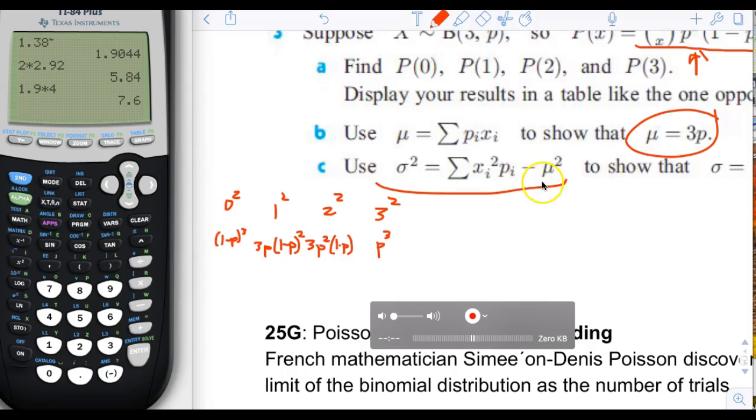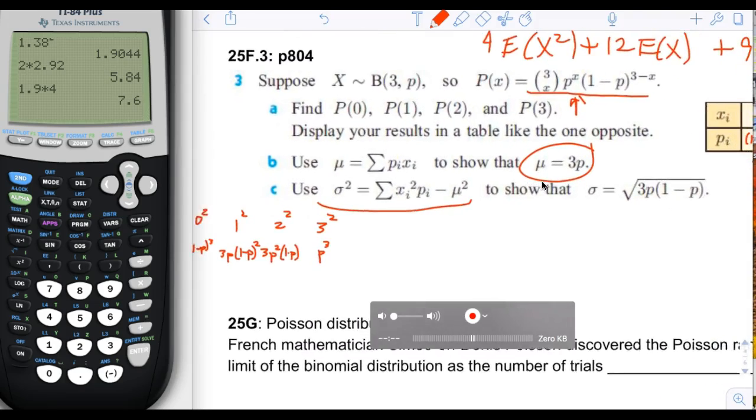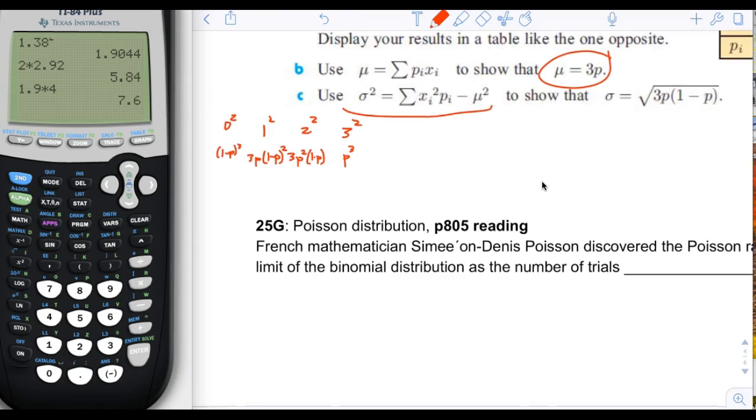Now we're going to use this relationship to show that sigma equals that expression with the square root. So first thing we're going to do is find the first part of sigma squared, which is this part here. We're going to square each one of the x's, and multiply it times the probability distribution. So the first one yields 0. The second one, again, yields 3p times (1 minus p) squared. And the third one yields 4 times 3, which is 12p squared times (1 minus p). And then the last one yields 9p cubed.